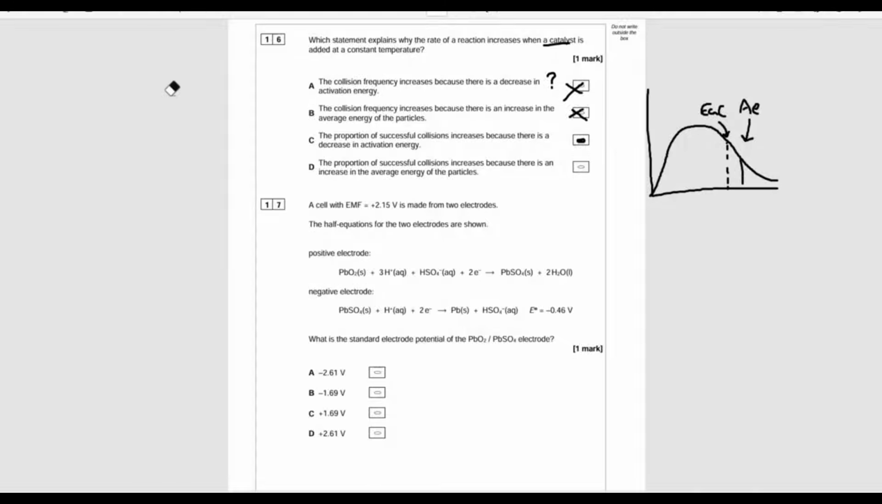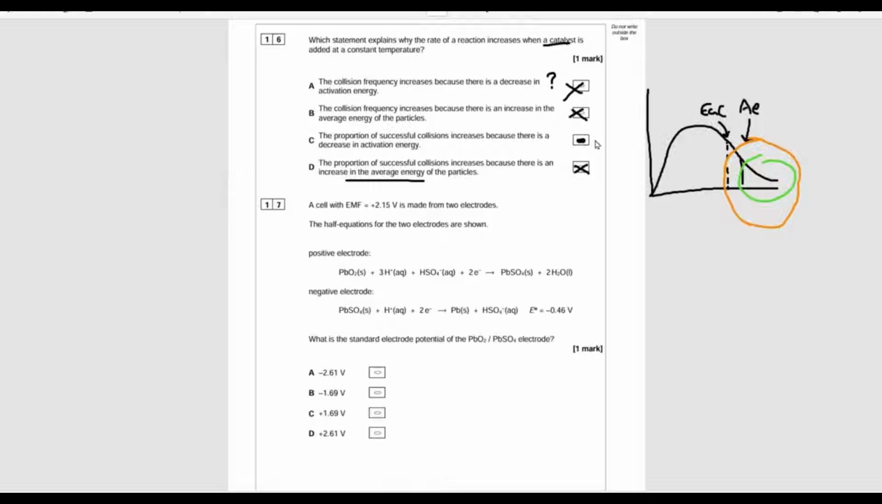D, proportion of successful collisions increases because there is an increase. Again, it's talking about an increase in the activation energy. That would make fewer particles react. So yeah, D is incorrect, and the correct answer is C. There's just a greater proportion, shown by this orange circle, of particles that can now react. You haven't changed the frequency of the collisions or the strength of those collisions. You've just lowered the threshold for a successful reaction. You've lowered the energy needed.